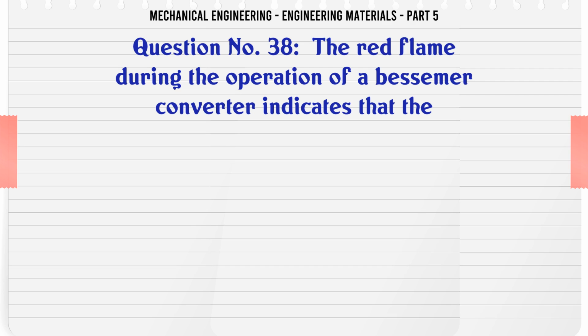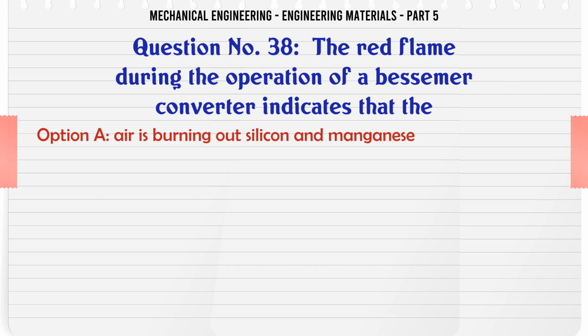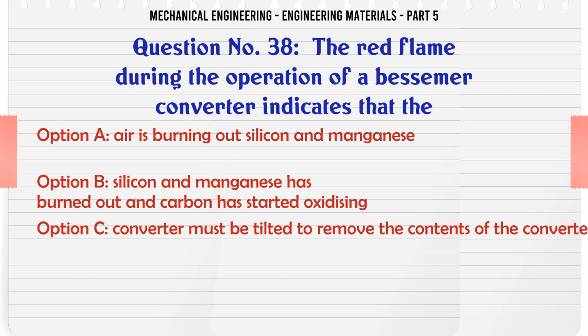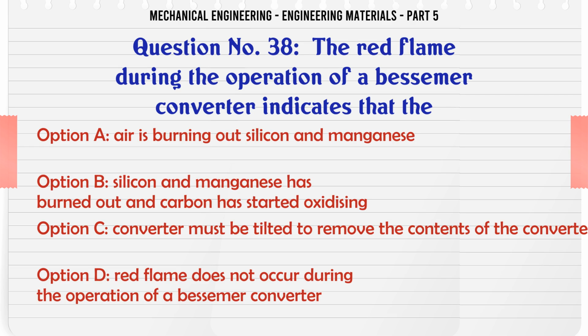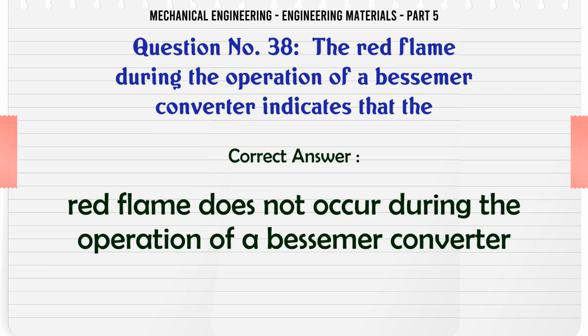The red flame during the operation of a Bessemer converter indicates that the: A. air is burning out silicon and manganese. B. silicon and manganese has burned out and carbon has started oxidizing. C. converter must be tilted to remove the contents of the converter. D. red flame does not occur during the operation of a Bessemer converter. The correct answer is red flame does not occur during the operation of a Bessemer converter.